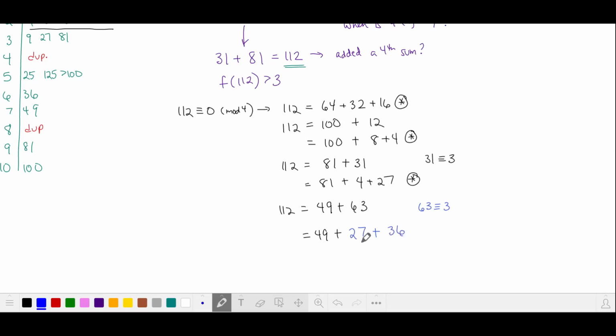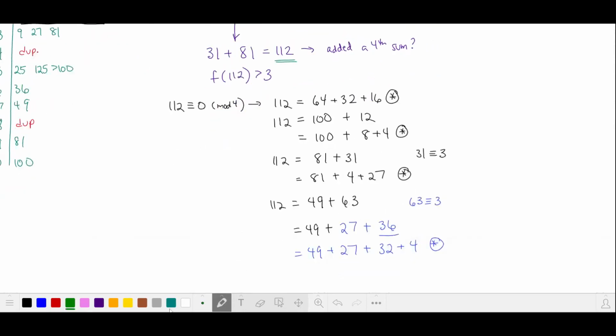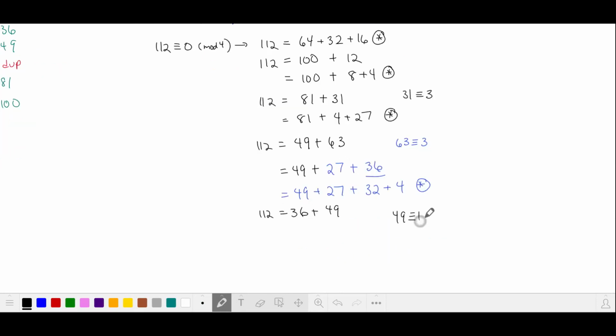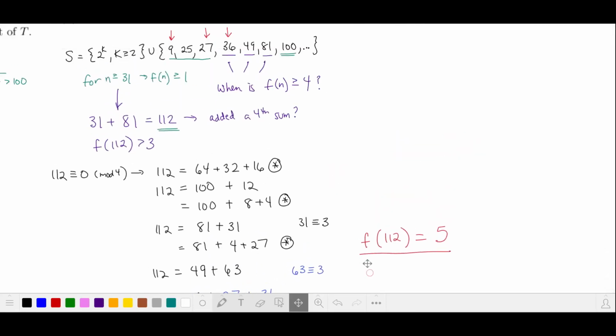Since 27 also has a mod 3 residual, we're left with a multiple of 4, which we can write as powers of 2, 32, and 4. That's our fourth solution. For fun, let's go ahead and write 112 as the sum of 36, and we're left with 49. 49 is one more than a multiple of 4, so for those we pull out 9, and we're left with 40, which is a multiple of 4, which we can write as 32 plus 8, giving us another solution. So it looks like f of 112 is equal to 5, and I think it's pretty clear that for larger numbers, we're going to be able to get 4 sums.